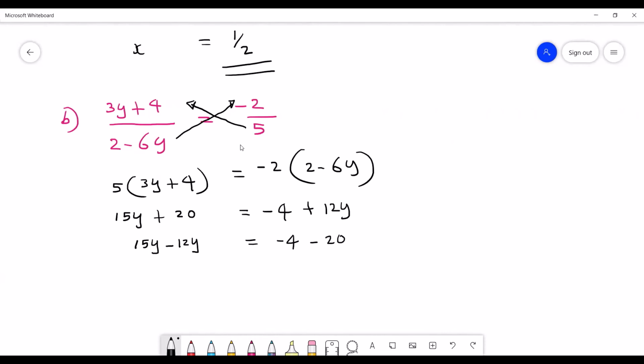So here you will get minus 4 minus 20 is minus 24. Then 15 minus 12 is 3. It will become 3y is minus 24. And keep the y only here. Transpose the 3 to the other side. It is multiplied here, so in right hand side it will be divided. So you are going to get minus 8.